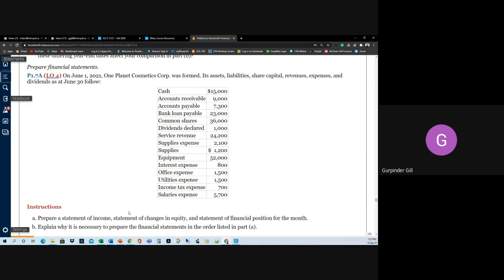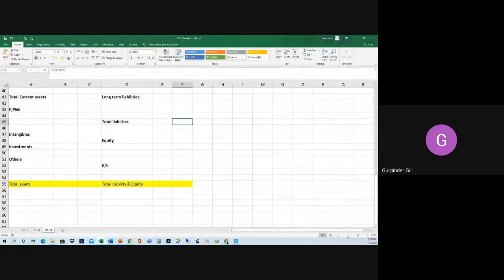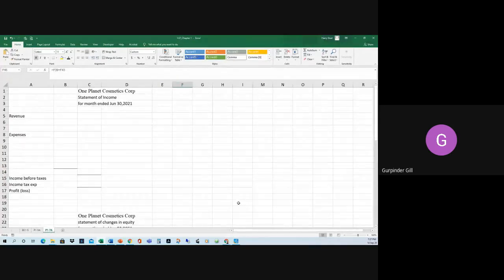So a couple of different ways you guys can do this. What I like to do is work with some sort of a structure. I always make some sort of a skeleton and then come back and complete my financial statements, but that's how I like to do it. It's just a suggestion. So the title to the financial statement: the name of the business, One Planet Cosmetic Corp, name of the financial statement, and the period it is depicting. In this case, it is for a month ended June 30th, 2021, which means all revenue, expenses, income or loss is for that 1 month period.